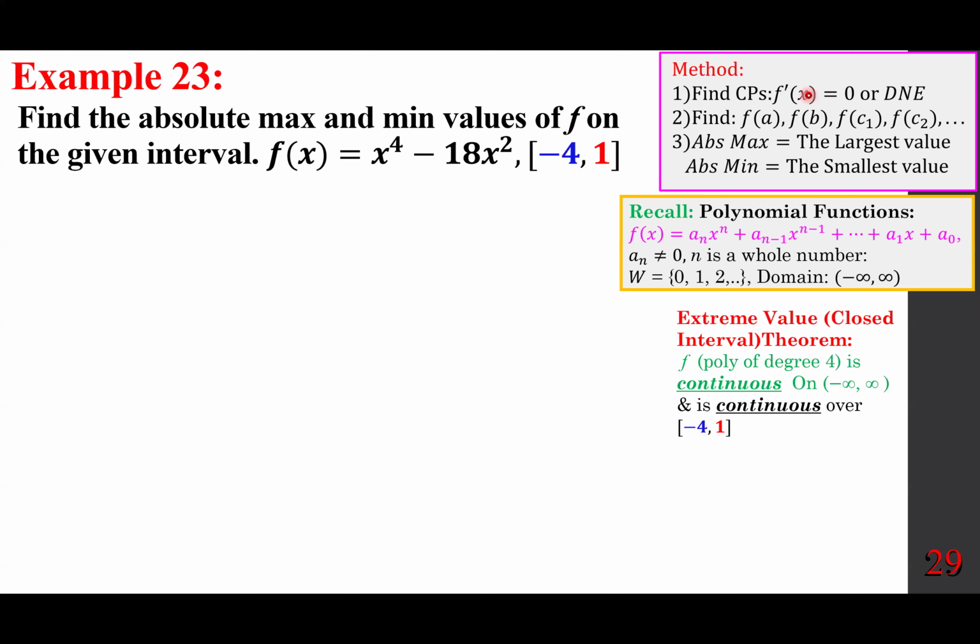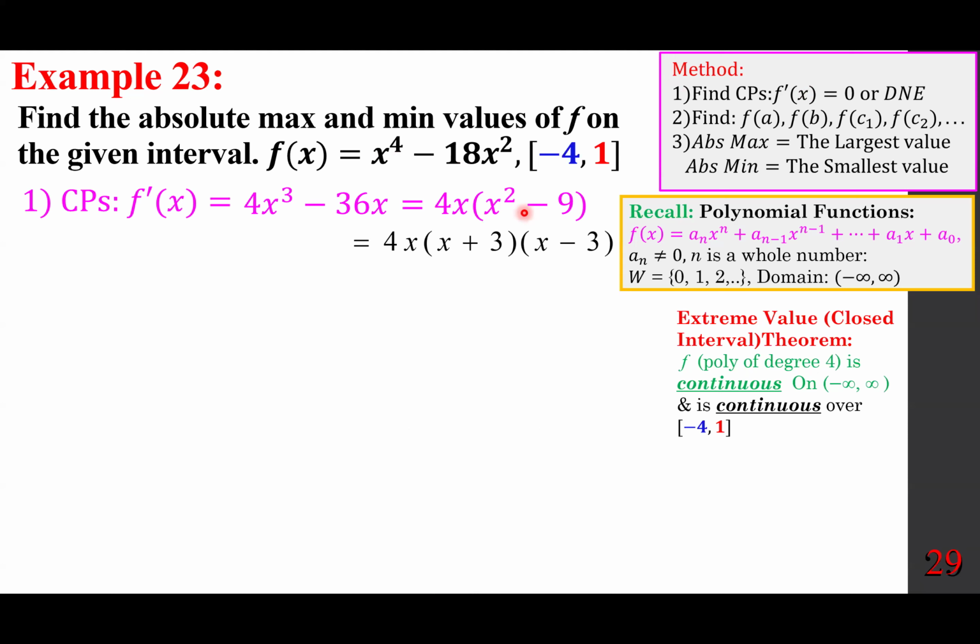We are going to find critical points. To do that, we need f prime of x. So that's 4x cubed minus 36x, and we are going to set it equal to 0. That means we are going to factor out the 4x. This is x plus 3, x minus 3. And now there are three answers. x is 0, x is negative 3, x equals 3 if we set this equal to 0.